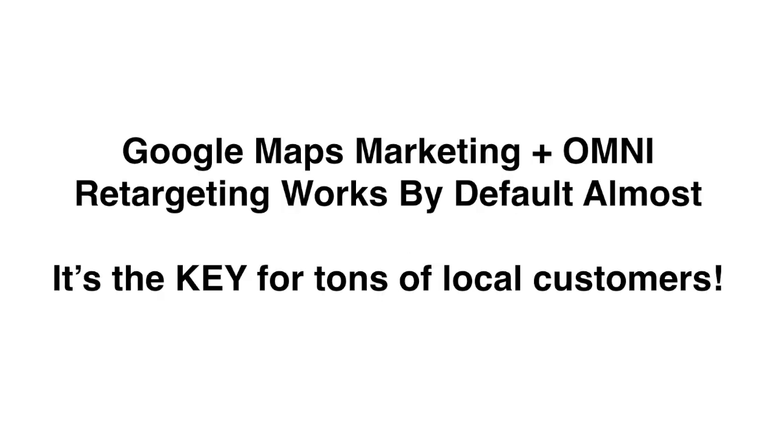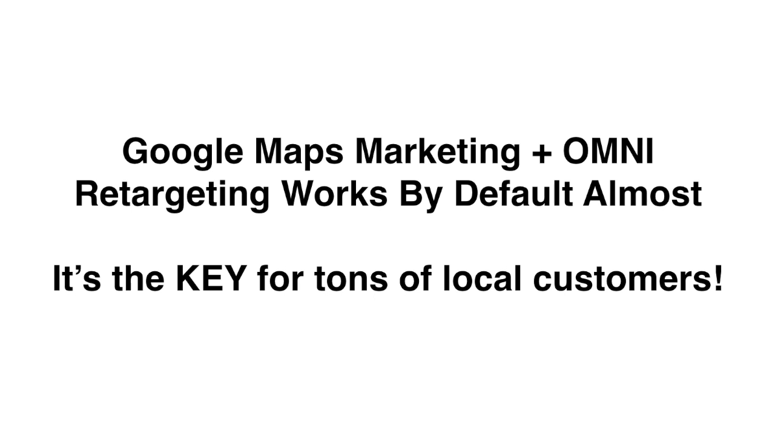So retargeting, friends, doing a Google Maps marketing system, and then when you need to boost the lead volume, you have your omni retargeting, which pretty much just works like gangbusters by default because of how logical and obvious it is about human nature, about them forgetting and then seeing that thing that they wanted and going back and getting it. It literally is just like default, turning it on and it works, all right? And so this is the key for a lot of local customers, okay?